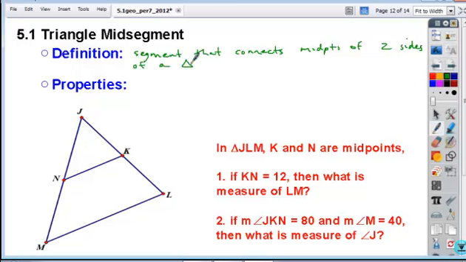And so in any given triangle, you can have three different midsegments, right? There's a midsegment connecting the midpoint of every pair of sides. So you can have a total of three. And triangle midsegments have two properties that you need to be aware of. The first is that it is parallel to that third side.